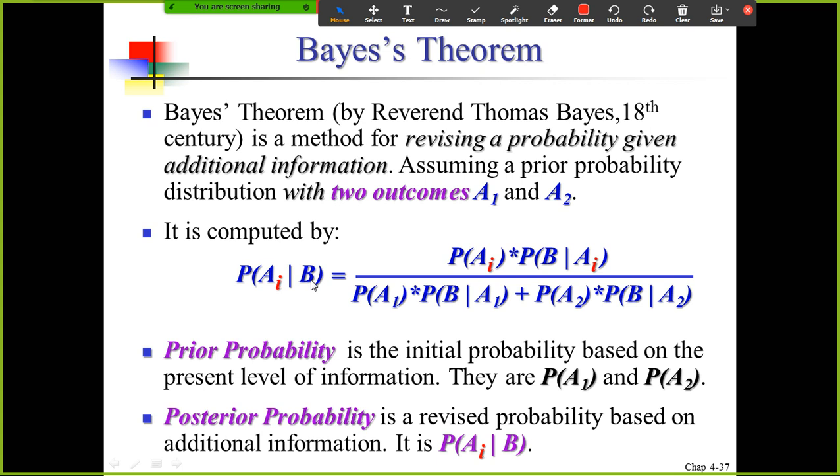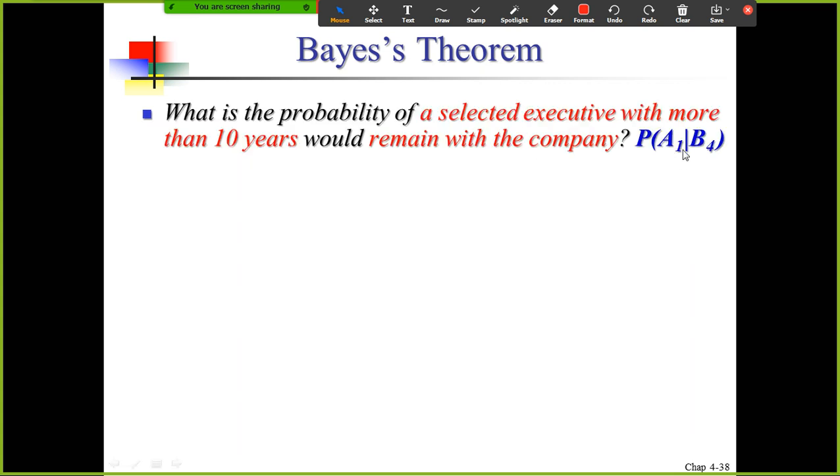1, 2, 3, we don't care, because our question does not mention B1, B2 or B3, but our question is about B4. That's why B here represents B4. So this is a specific question because we have B4. What is the probability that a selected executive with more than 10 years would remain with the company? Among executives with more than 10 years, the probability of the ones who remain with the company.